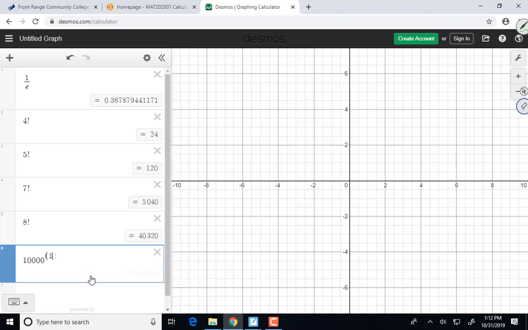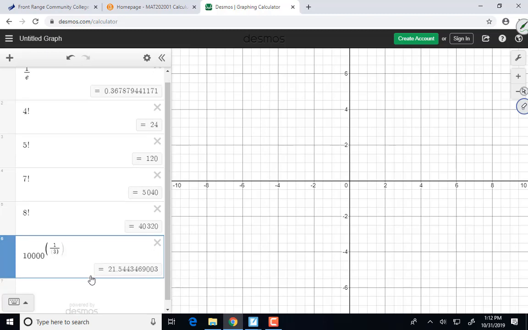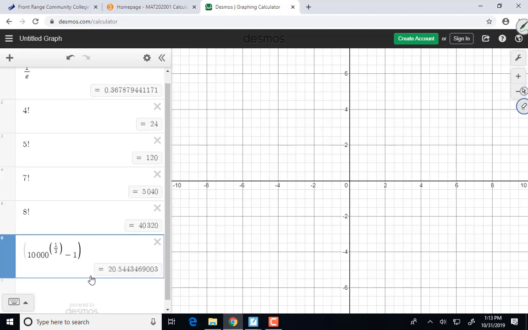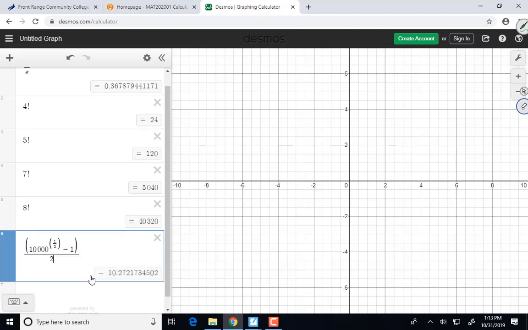Raised to the 1/3 power, and then what did we do? Minus one. And then we wanted to divide the whole thing by 2. So we'll do that. All right, so that's 10.27-ish.